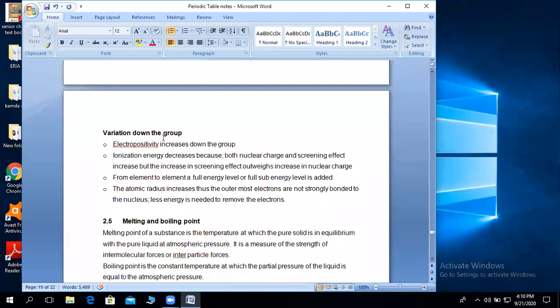Then variation down the group. Electropositivity increases down the group because down the group, you know, atomic radius increases as atomic size increases, and the screening effect outweighs the nuclear charge, or the effective nuclear charge decreases. So this one is clear.